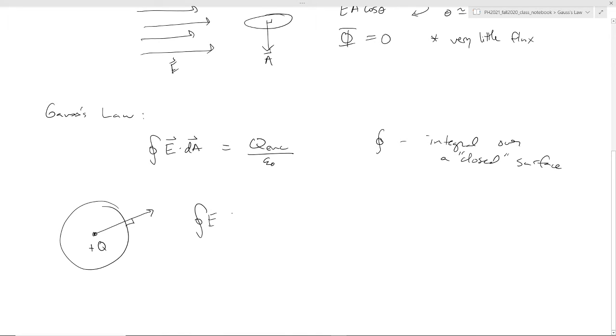Now here, let me actually write it in steps. So this is our starting point. A couple important things. Like I mentioned, since E is parallel with the area vector, it means that our dot product goes away.